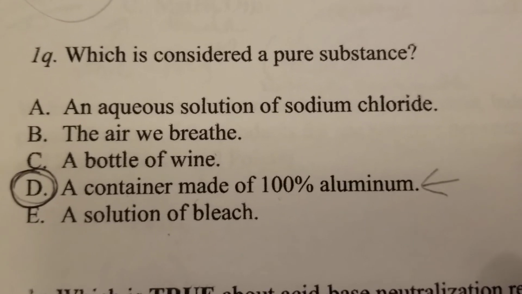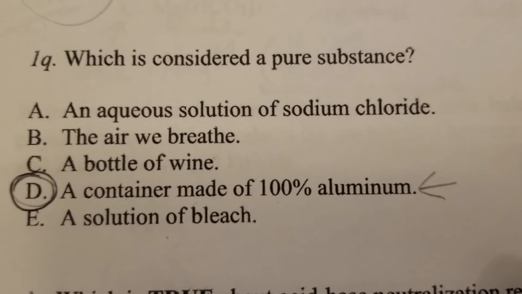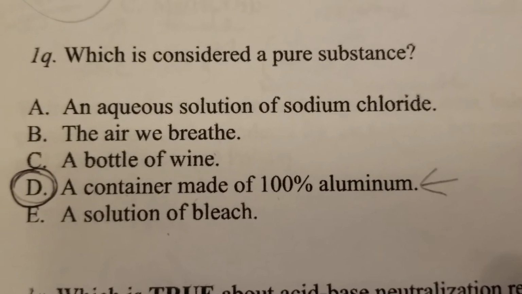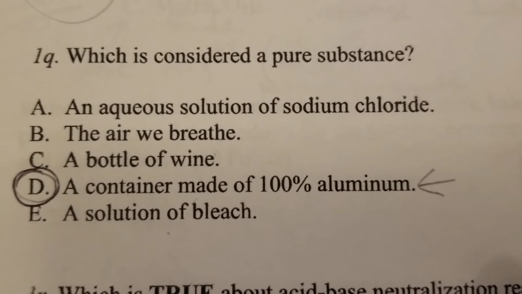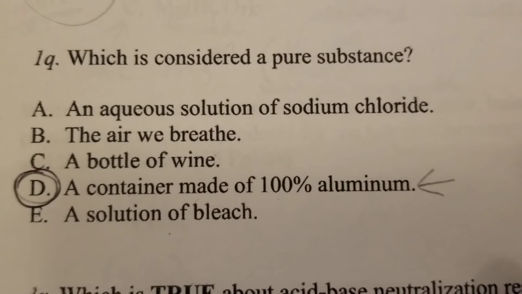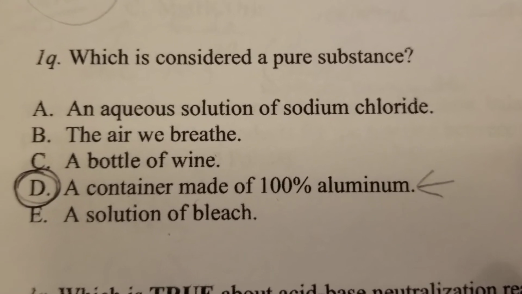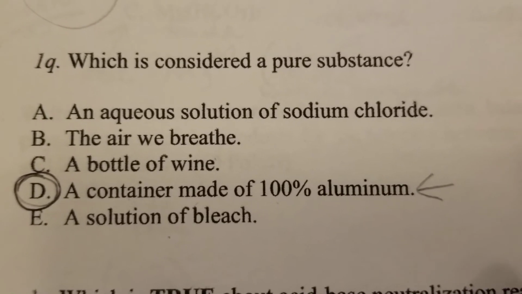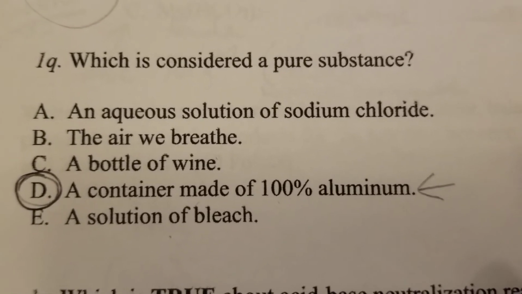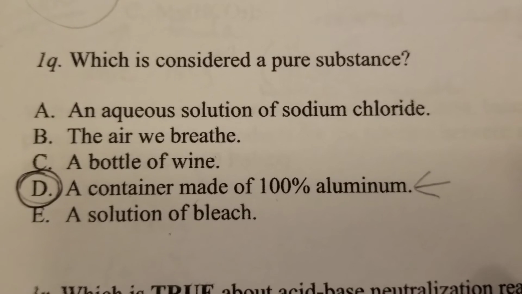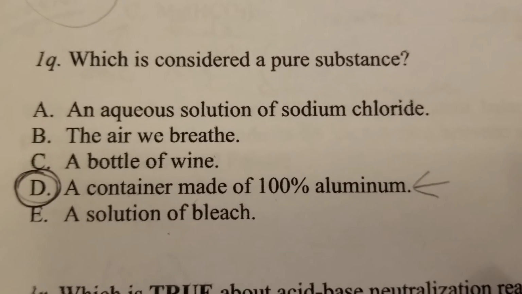A bottle of wine. What is wine made out of? Wine is made out of grapes, right? Grape juice. They take the juice and they ferment it and it turns into alcohol. So what do you have in there? You have juice, which has water, which has alcohol. There's different flavors, things like that. So there's different things in wine, so therefore, not a pure substance.